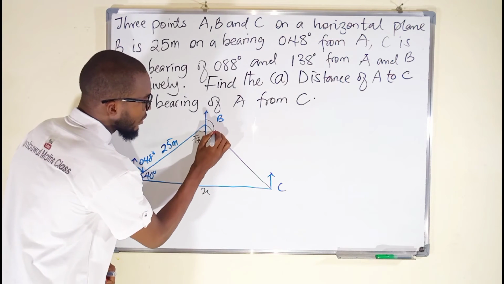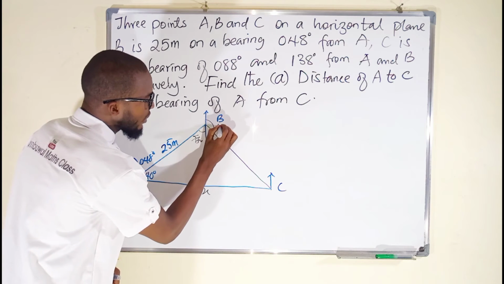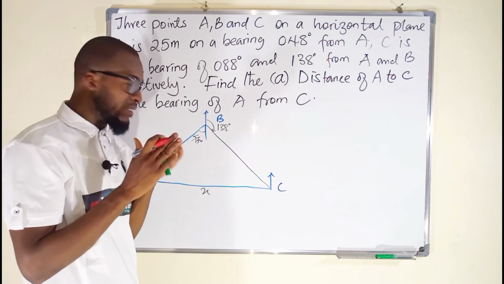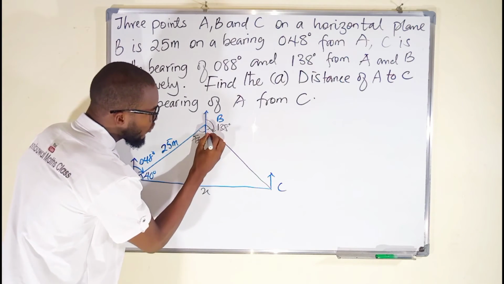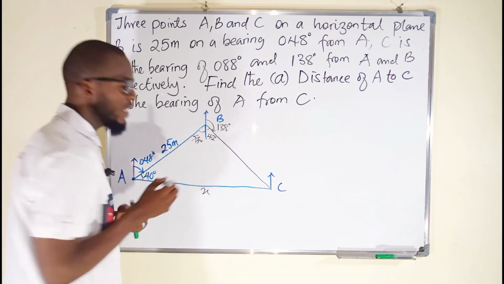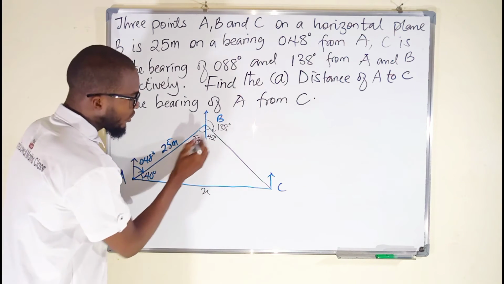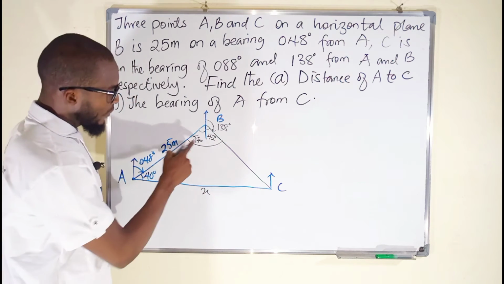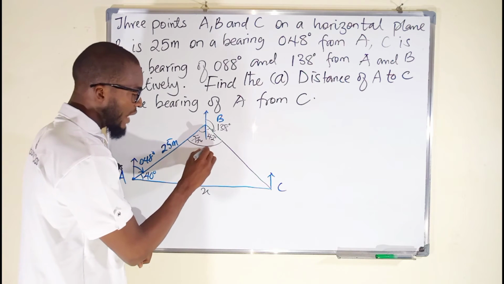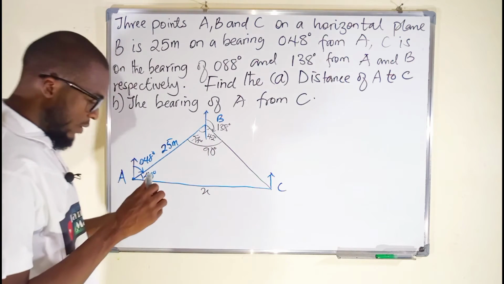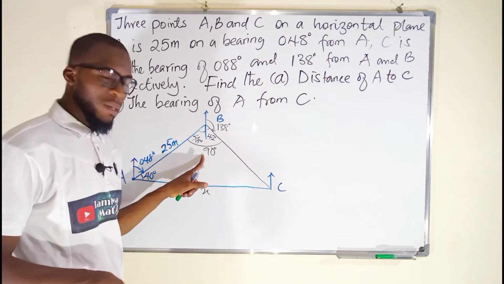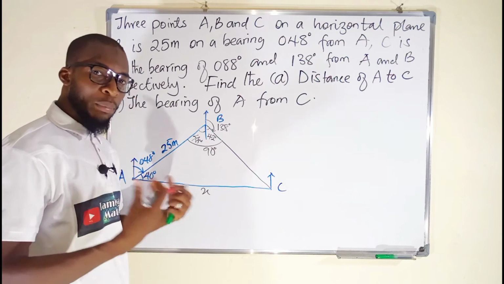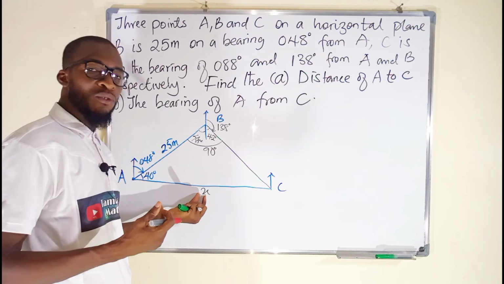Remember, this bearing is 138 degrees. An angle on a straight line is 180. It means that we have 42 left here to make it 180, the interior angle. But this is a single angle which we can combine together. 48 plus 42 is 90 degrees. Since this angle is 90 degrees, it means that the triangle is a right angle triangle, which we can apply Pythagoras' rule to find the value of x.